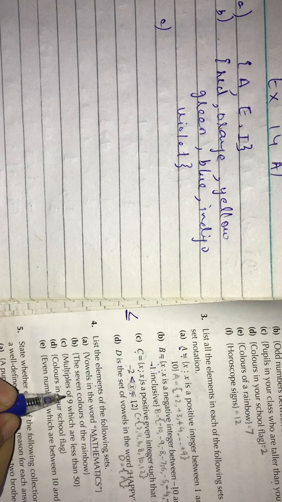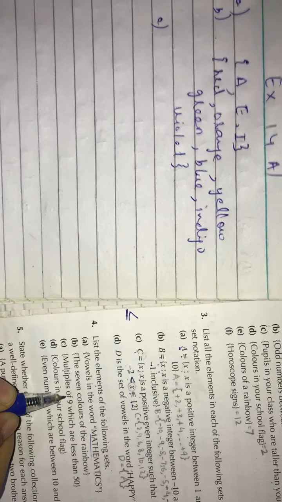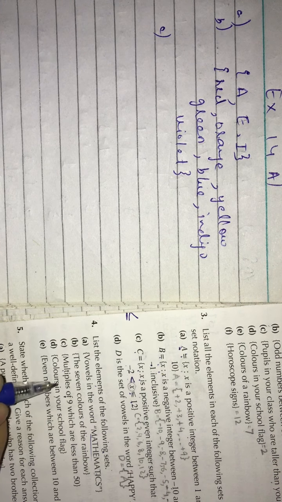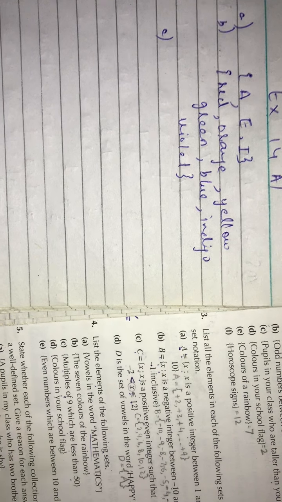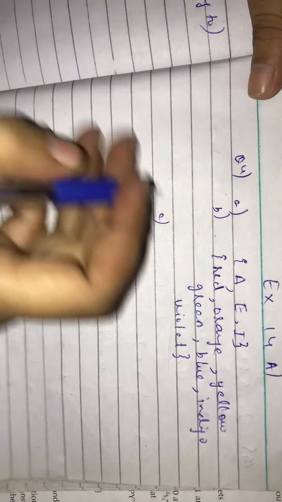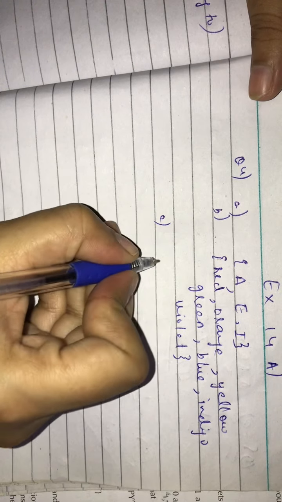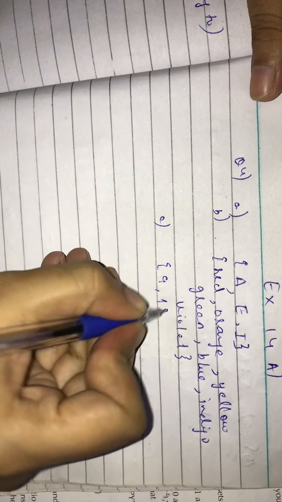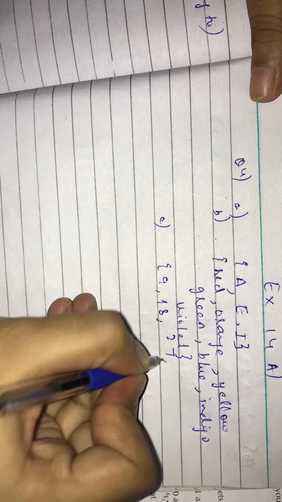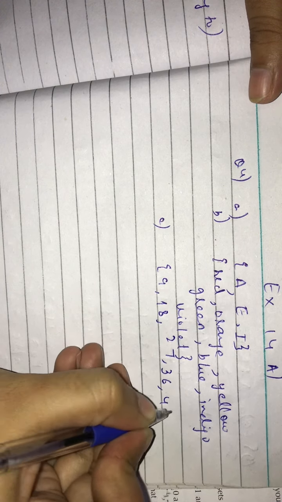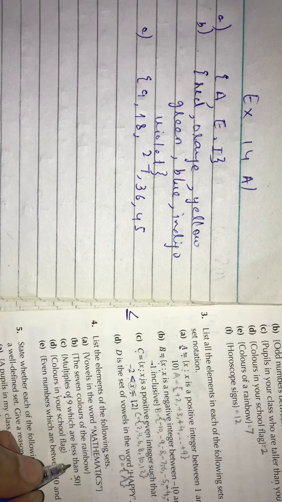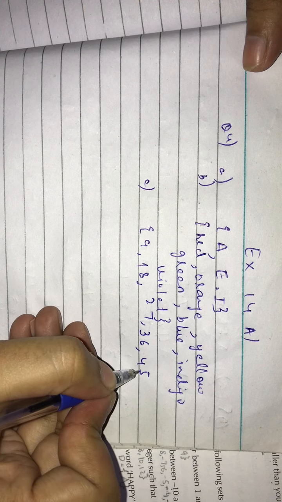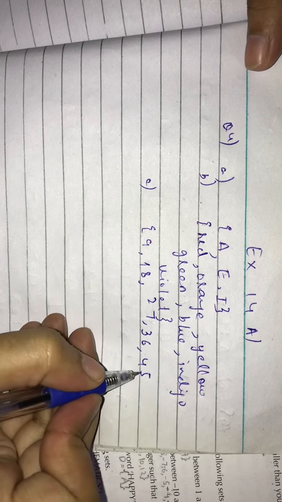Now C part is multiples of 9. Multiples of 9 means you also write the table of 9. Multiples of 9 which are less than 50. Okay, multiples of 9 mean 9 1s are 9, 9 2s are 18, 9 3s are 27, 36, 45. After this, these are not less than 50. That's why we stop it here. Got it? We stop it here at 45.